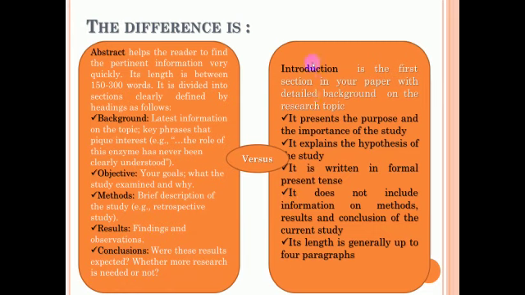Introduction. What is the difference here? Introduction is the first section in your paper with the detailed background on the research topic. Number 1, it presents the purpose and the importance of the study. It explains the hypothesis of the study. It is written in formal present tense. Look at the tense, also it is important.